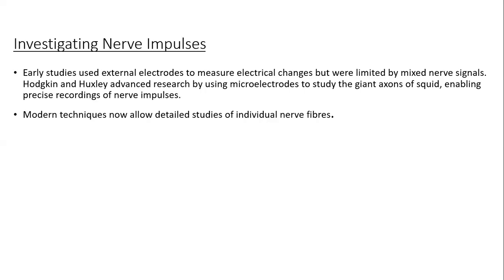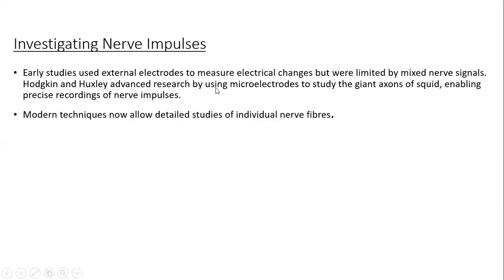So, investigating the nerve impulse. How are you going to investigate nerve impulses? Early studies used external electrodes to measure the electrical changes, but were limited by mixed nerve signals. Hodgkin and Huxley advanced research by using microelectrodes to study the giant axons of the squid, enabling precise recordings of nerve impulses. Modern techniques now allow detailed studies of individual nerve fibers. Here they are talking about investigating nerve impulses, right?